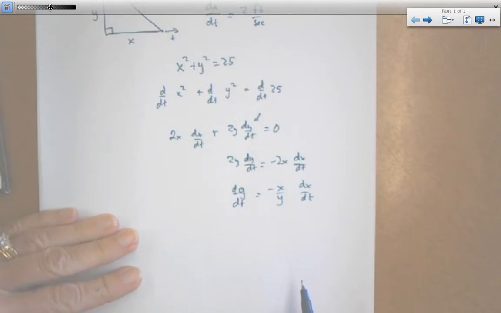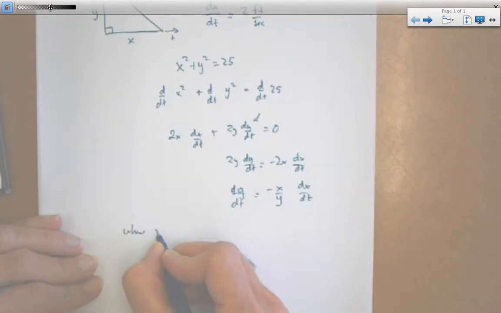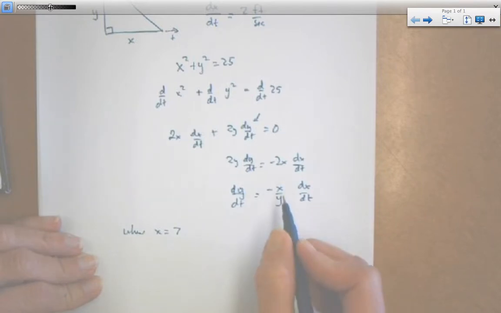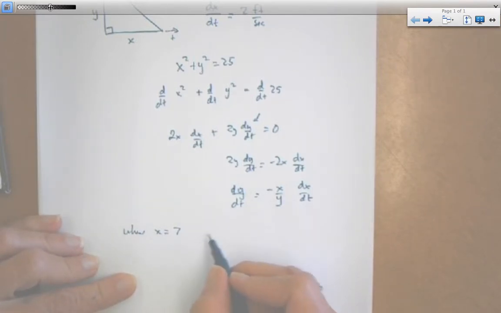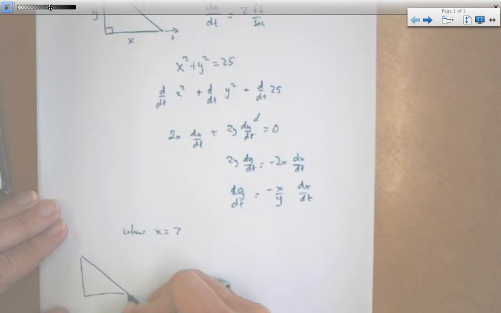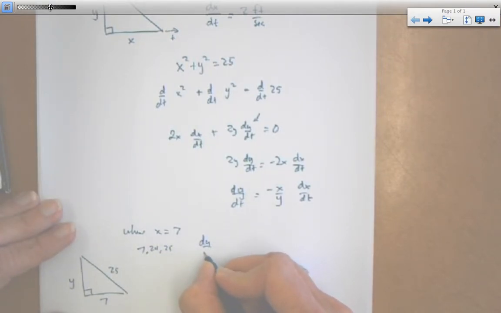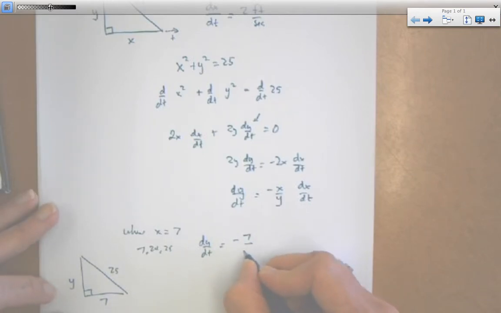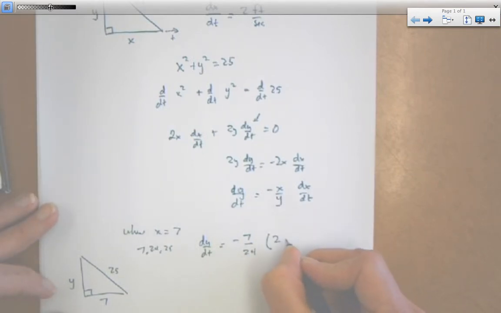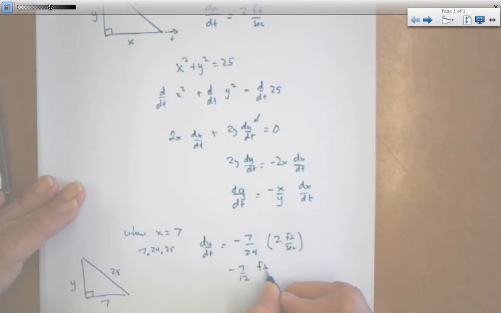Okay, so now I've got to know when this is happening. When the base is 7 feet, the base is the x value. So when x equals 7, now remember, sometimes you have to go back and use the original equation. If x is 7, then y has a value at that point also. So let's get our nice right triangle in here: 25 and the base is 7. What would y be? Well, remember your Pythagorean triples. This will be a 7, 24, 25 triangle. So dy/dt is negative 7 over 24 times the value of dx/dt, which is 2 feet per second. So negative 7/12 feet per second.